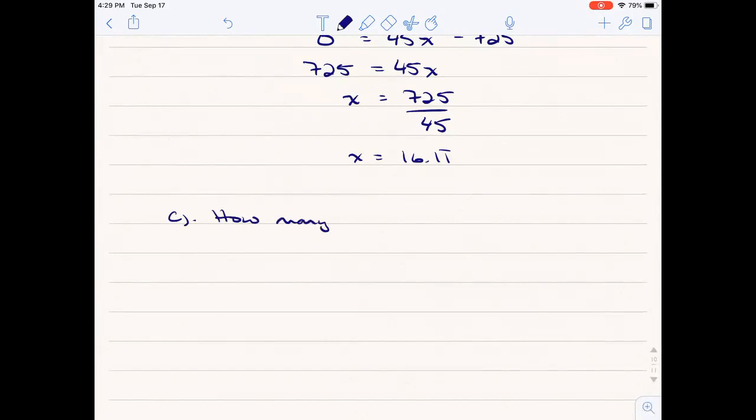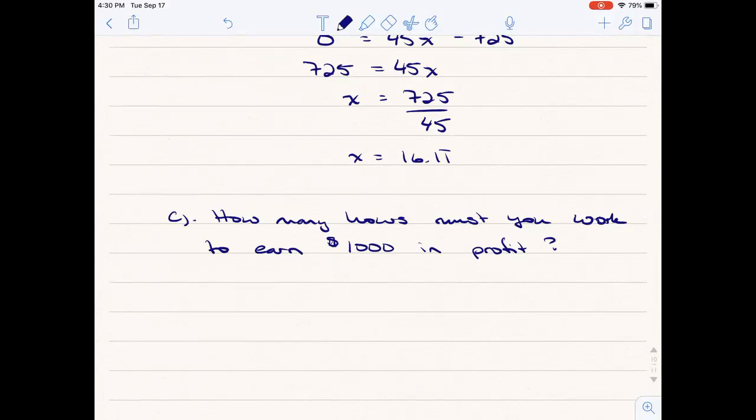How many hours must you work to earn $1,000 in profit? This is essentially the same question as the one we just did. But instead of profit equals 0, now we're forcing the profit to be 1,000, but it's the same scenario.